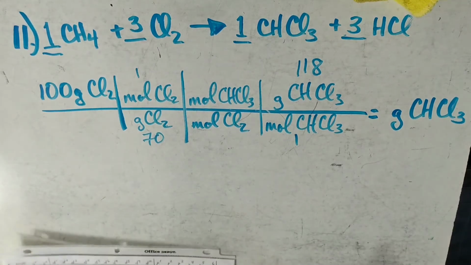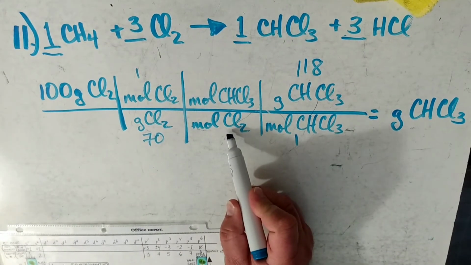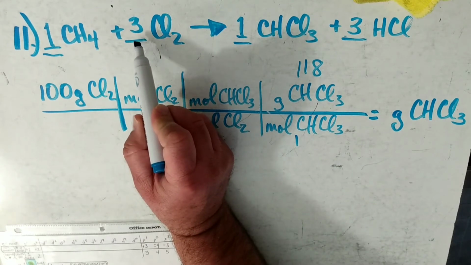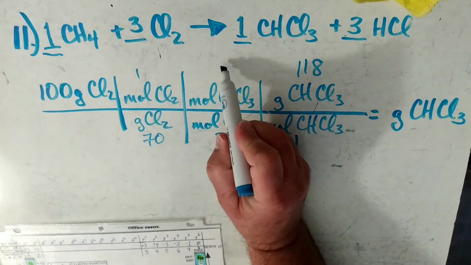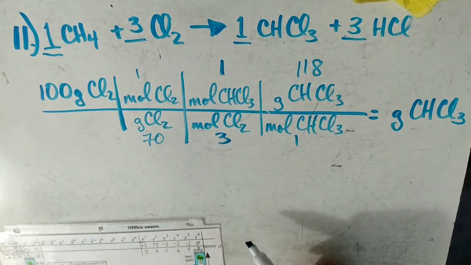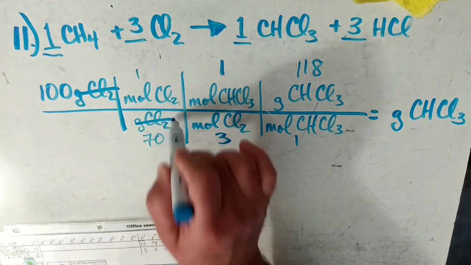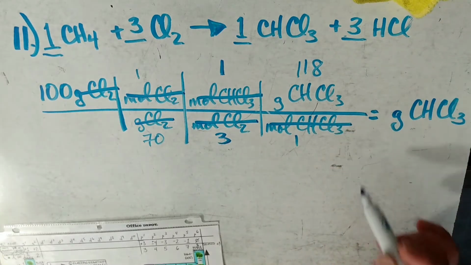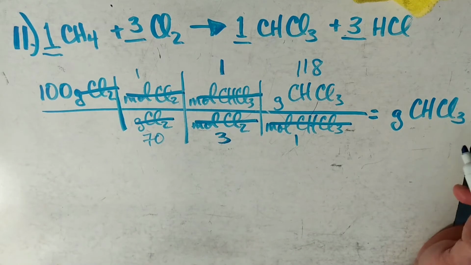All right. Now we've got to look at the mole to mole ratio. So we have chlorine, and we see that we have 3 moles of chlorine. Here's that coefficient. So we're going to put a 3 there for chlorine. And we only have 1 of the CHCl3. Okay, so grams of chlorine cancel grams of chlorine. Moles of chlorine, moles of chlorine. Moles of CHCl3, moles of CHCl3. And we are left with our grams of CHCl3. So that's exactly what we want.